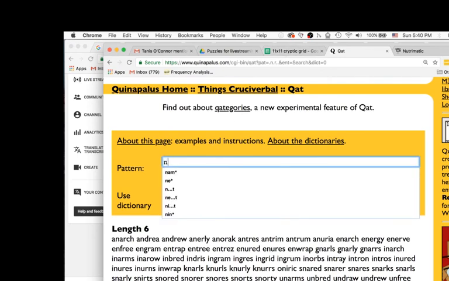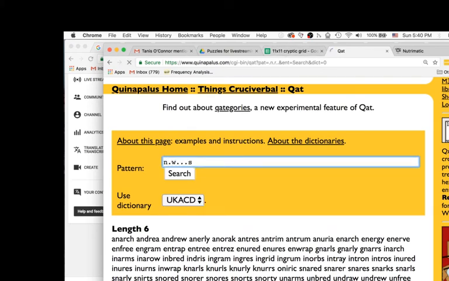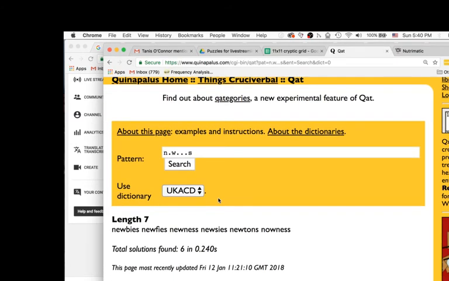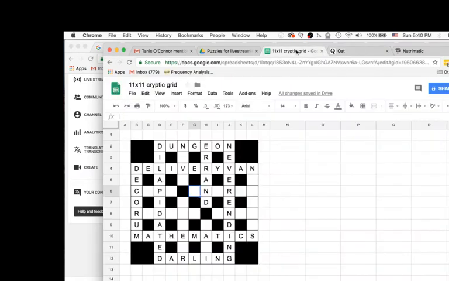Let's see if we have N, N, S. Does that give us anything? Oh, newsies. Can I do something with newsies? Or newbies. It would put an I in a not difficult place.